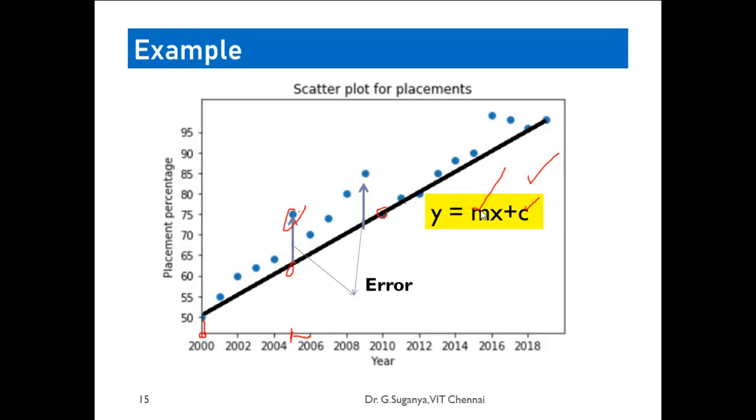There are formulas, or ways, to compute m and c. We'll shortly look at the calculation of error. From the error calculation, our interest is to reduce the error and make it 0. How the values of m and c are calculated from there will be discussed shortly in the next video.